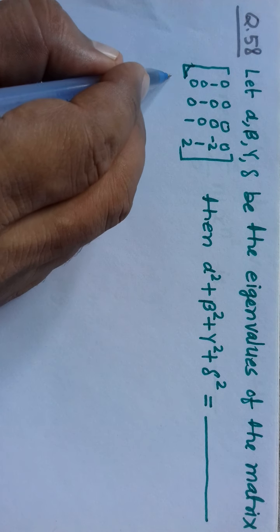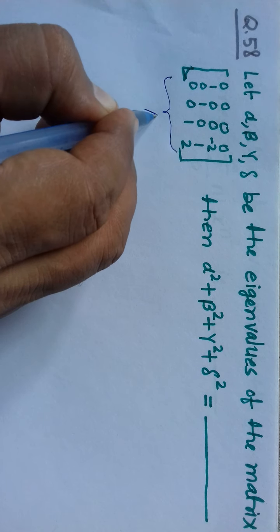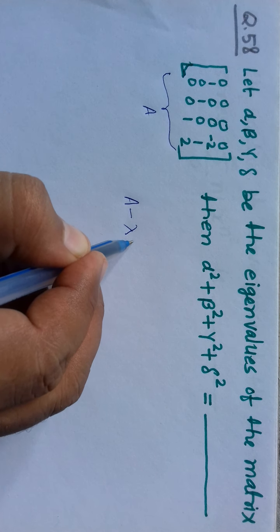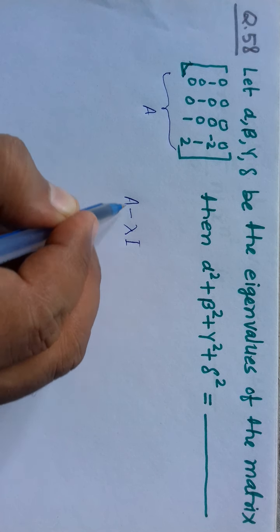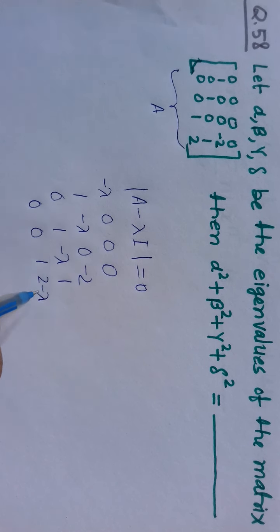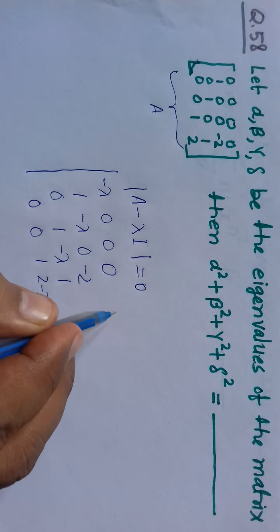Eigenvalues, we can assume this matrix as A. So to find the eigenvalues, we do A minus lambda into identity element equals to 0. From this we have minus lambda 0 0 0, 1 minus lambda 0 minus 2, 0 1 minus lambda 1, 0 0 1 2 minus lambda must be equals to 0.